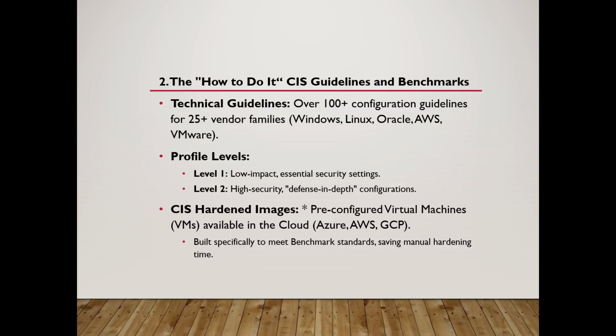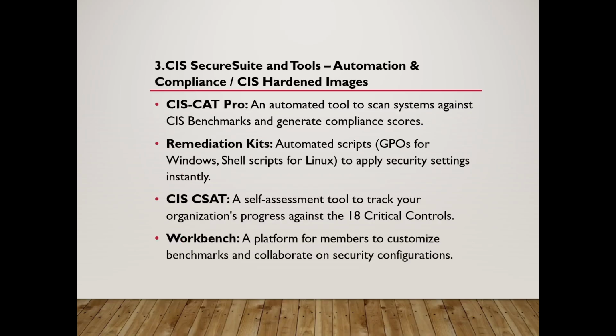Level 1 has low impact essential security settings, and level 2 has high security defense in depth configuration. CIS also provides hardened images, which are pre-configured virtual machines available in the cloud, like AWS, Azure, GCP, built specifically to satisfy the benchmark. As I already told you, they provide tools and hardened images for OSs, hypervisors, etc. They also provide automated scripts, like Bash for Linux and PowerShell scripts for Windows.